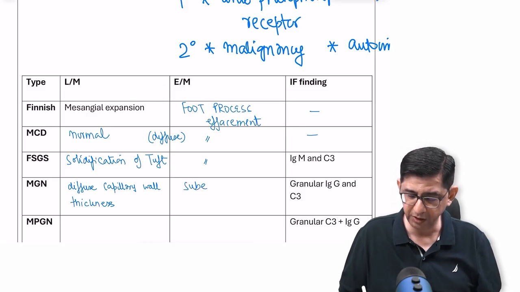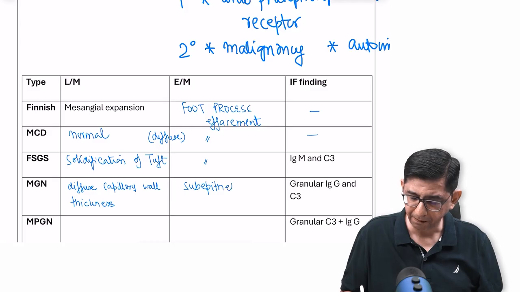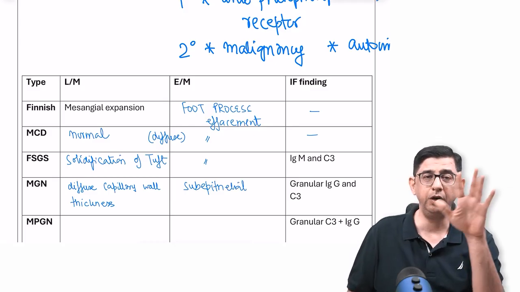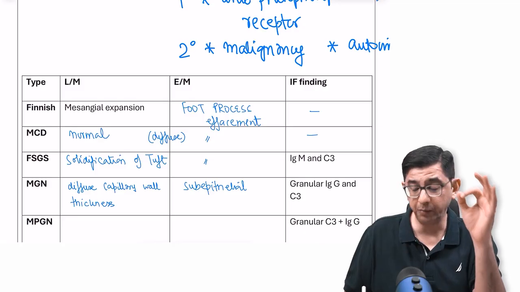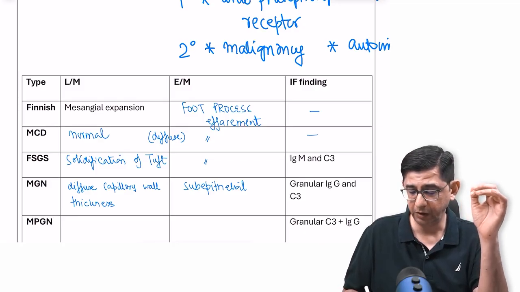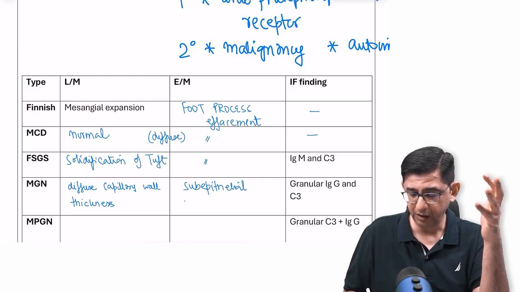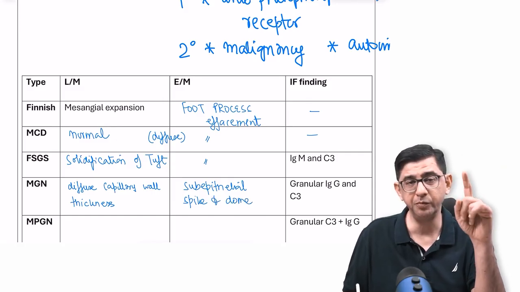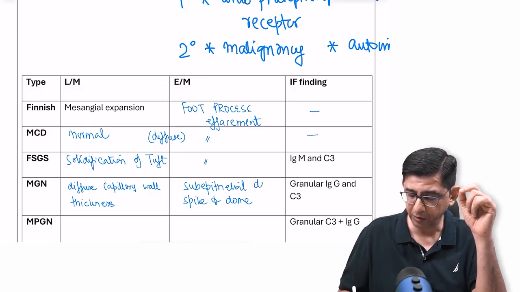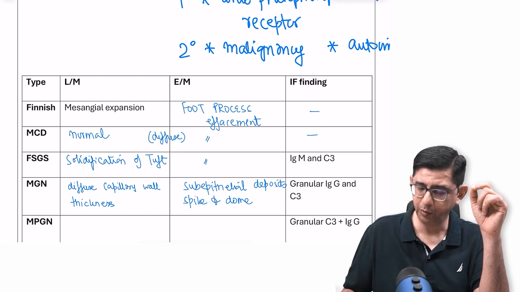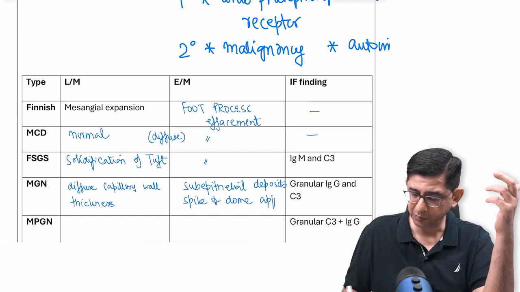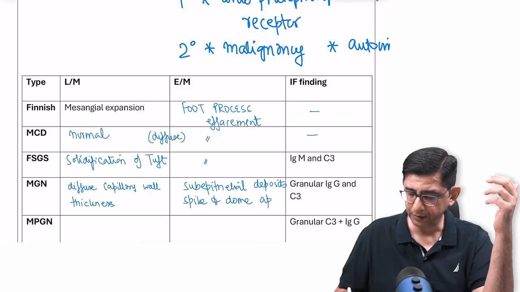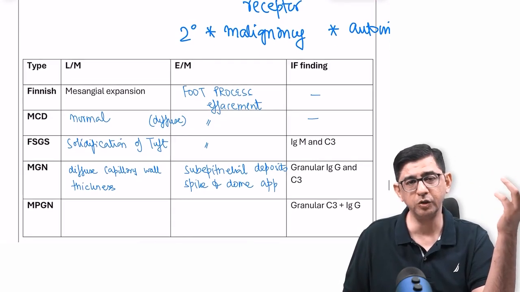So he might use the word initially like subepithelial. Remember, if you ever read the word subendothelial deposits, always think in terms of lupus nephritis, where you get wire loop lesions. But if you read the word subepithelial, and then he says subepithelial deposits, electron dense deposits in a spike and dome appearance, then don't mix it with humps. I'll talk about the humps also. At the moment, it is subepithelial deposits. These subepithelial deposits are composed of granular immunoglobulin G and C3, and the appearance is also called spike and dome appearance. This would be very characteristic for membranous glomerulopathy.